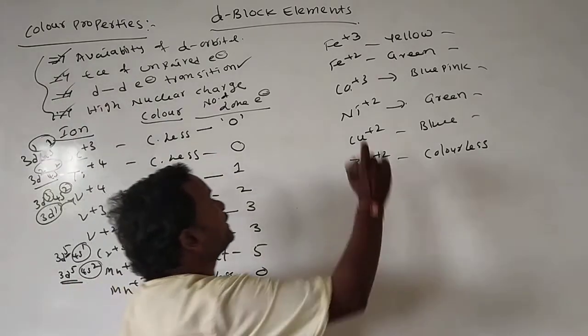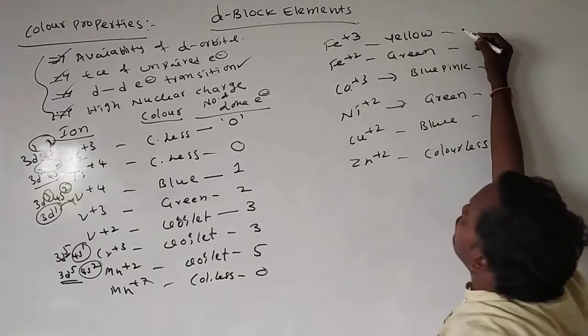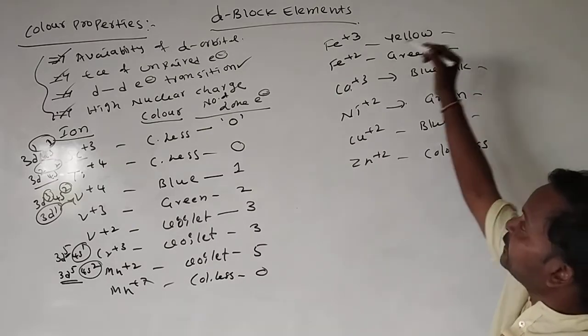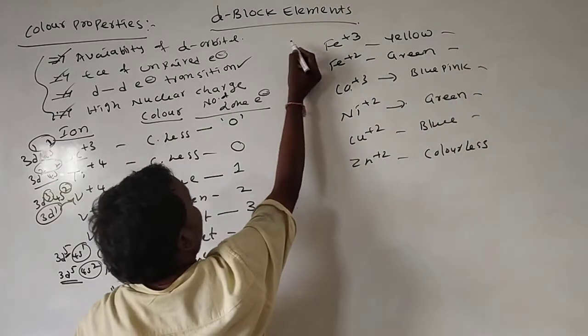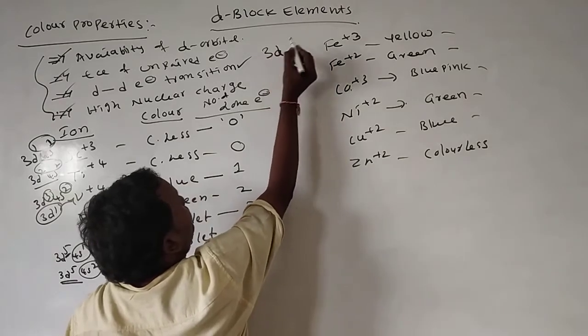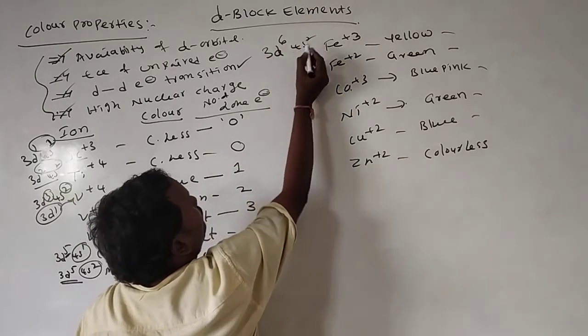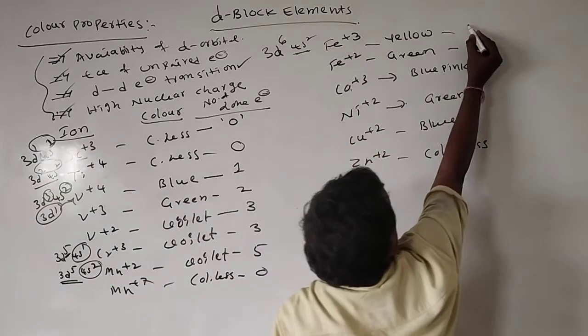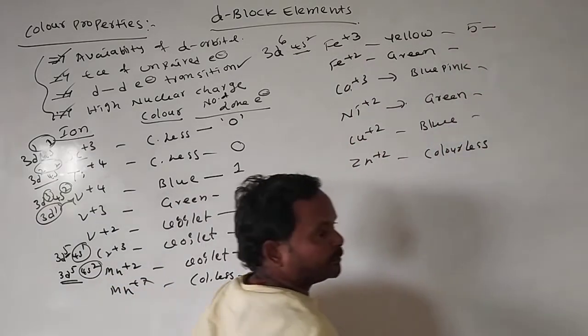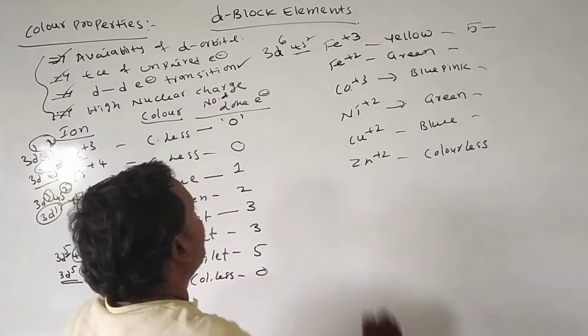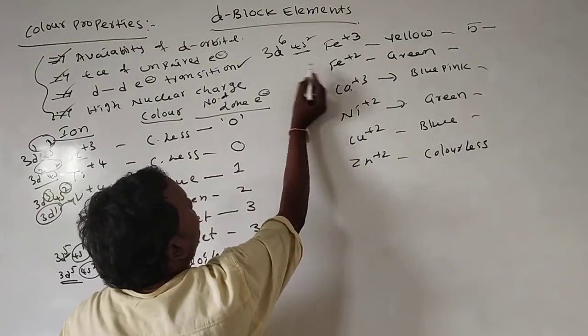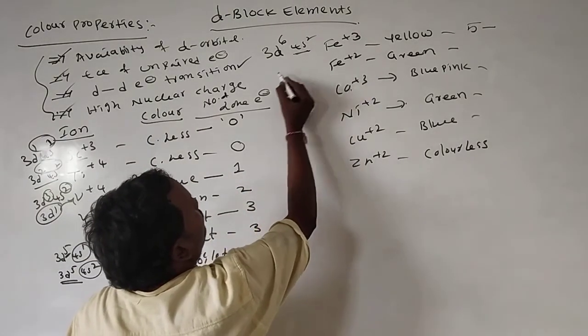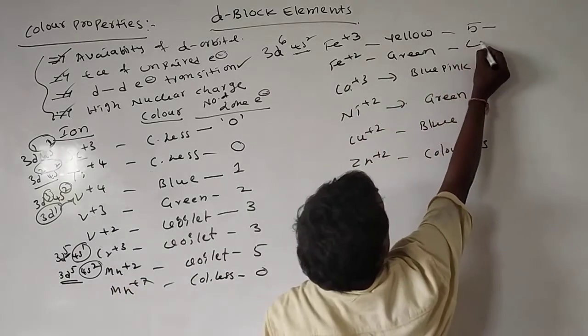Next, Fe plus 3. How many lone electrons are present in Fe plus 3? Fe, iron atomic number 26. 3d6, 4s2. Remove 2 here, 1 here. That means 5 lone electrons. Yellow color. Okay, here Fe plus 2, 3d6. Only 4 lone electrons.